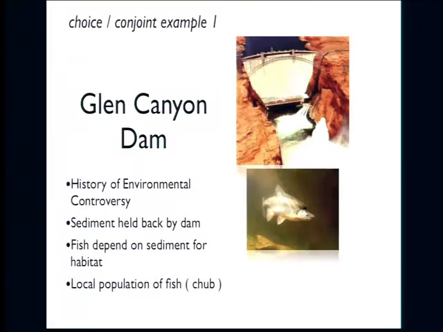So our first example is Glen Canyon Dam in Arizona. Anybody know where this is? All right, the map's on the next page. But it's a big history of environmental controversy. The environmentalists fought against it. The Sierra Club fought against it. It was a question of how tall it was going to be and how far the lake that was going to be behind it was going to back up.